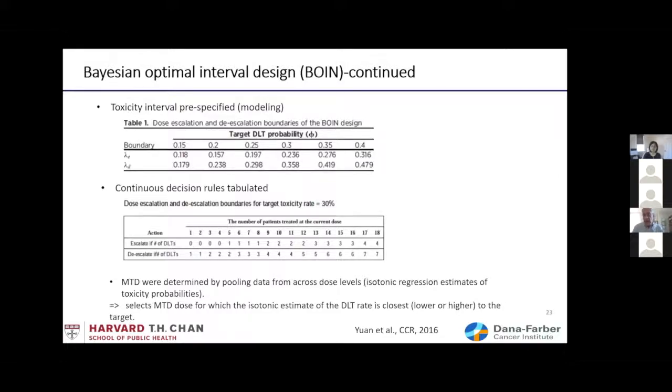Whereas in these other designs, you can go down, but then if you enroll more patients and you're okay, you can go back up. So people really like that. BOIN is now the rage. Nearly all the NCI CTEP studies, a lot of them are using BOIN. This has just become the new thing that's in vogue.